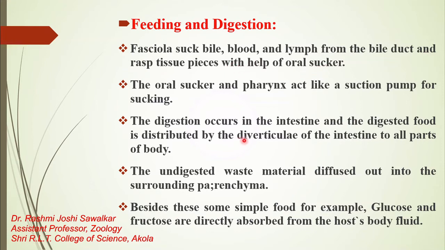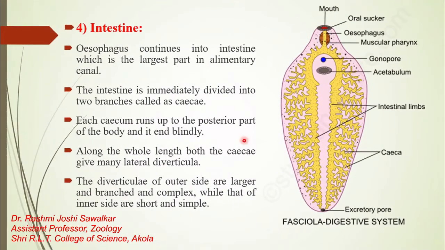Now, we will first see the previous slide. See here, the oral mouth which is guarded by the oral sucker continues into the pharynx. So this pharynx and this oral sucker help the food to enter into the mouth and work as a suction pump. The sucking organ works as a suction pump.